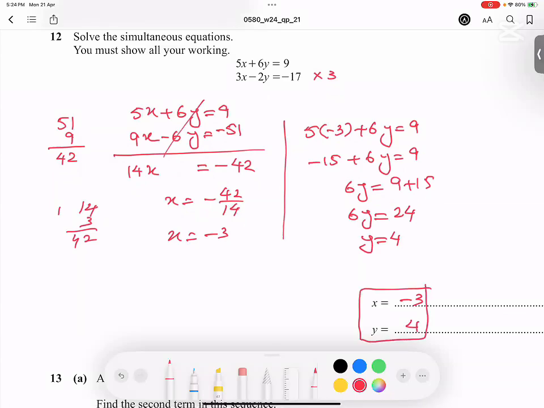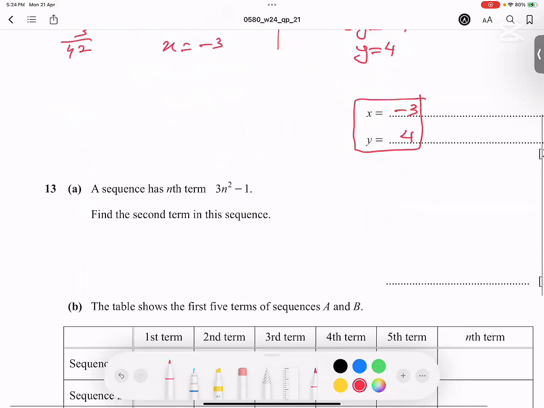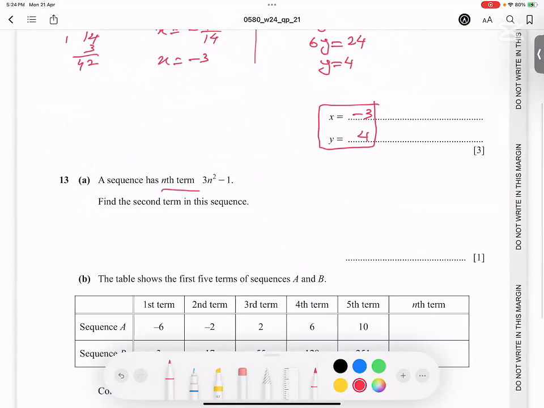Okay, let's go for the next question, students. He said to find the sequence as the nth term. Normally he asks for the nth term, but here the nth term is given. So I'm writing the nth term like this. Sorry, the square.